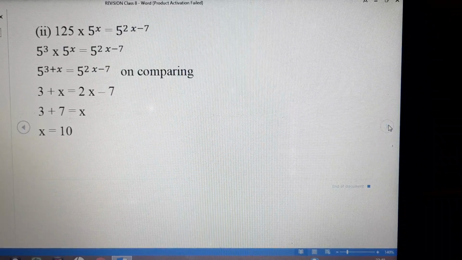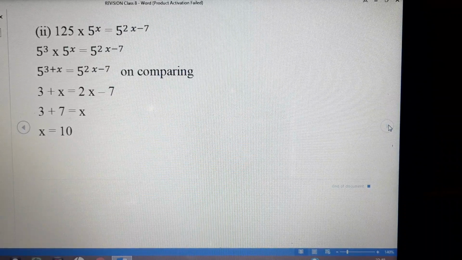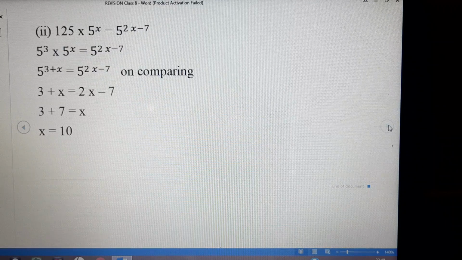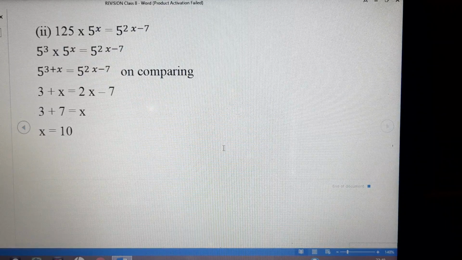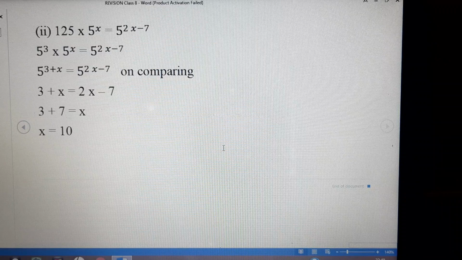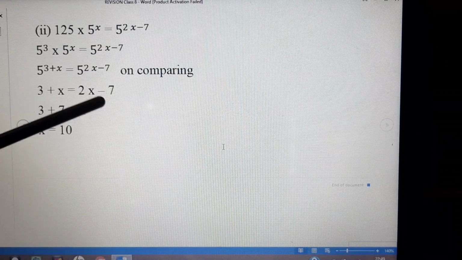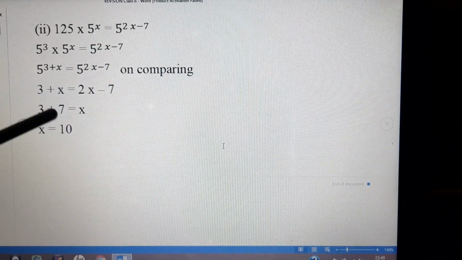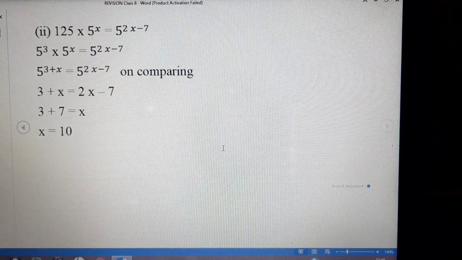They are equal, base is same. So if base is same, their exponents will also be equal. So 3 plus x on comparing is equal to 2x minus 7. Okay. So we have transferred x this side, so it becomes x, and 7 this side, it becomes plus 7. That means 10.